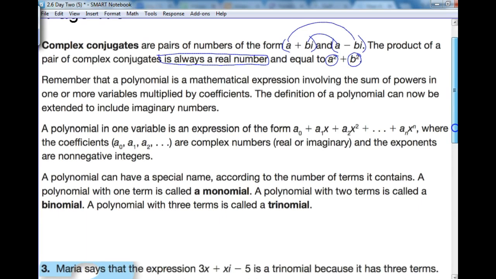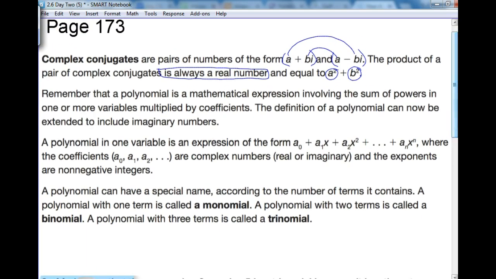Now we're talking about, even further, polynomials. Remember that a polynomial is a mathematical expression involving the sum of powers in one or more variables multiplied by a coefficient. Okay, that's a whole mouthful, right? Bottom line, we're talking about the definition of a polynomial. It's a whole string of powers of x, powers of y, whatever, okay?